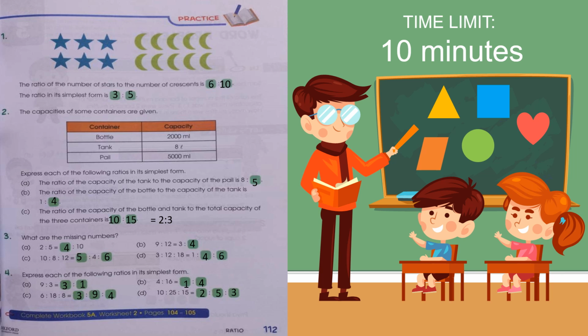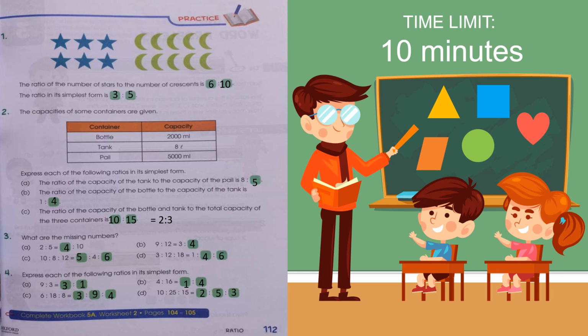reduce it further. Now in part B, we have the ratio of the capacity of the bottle to the capacity of the tank, which is 1:4, because the capacity of the bottle is 2000 milliliters and the capacity of the tank is 8 liters. First of all, we converted 2000 milliliters into liters, which is 2. So earlier we had a ratio 2:8, and if we divide 2 and 8 by a common factor, which is 2, then we have the ratio in its simplest form.